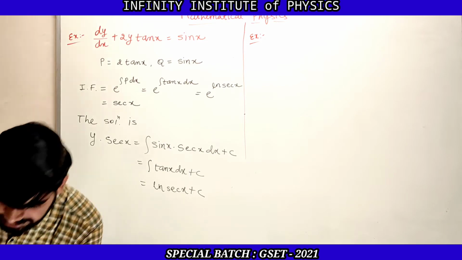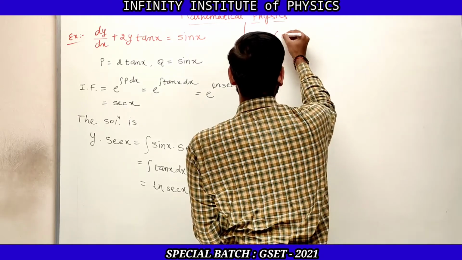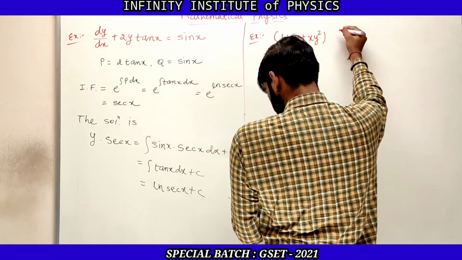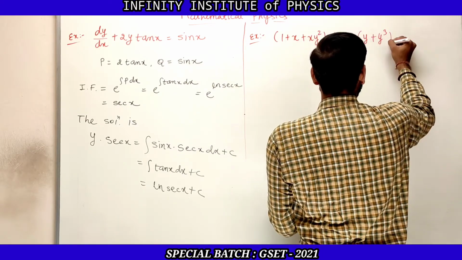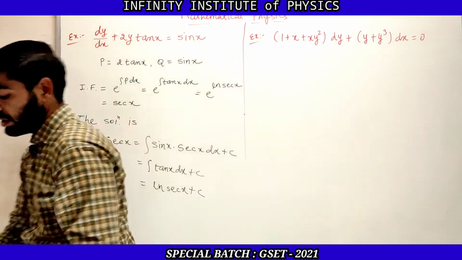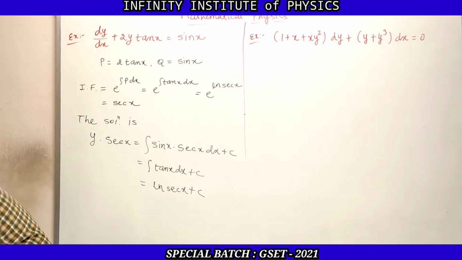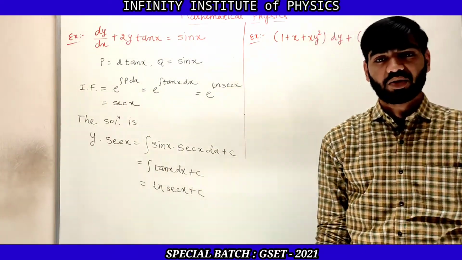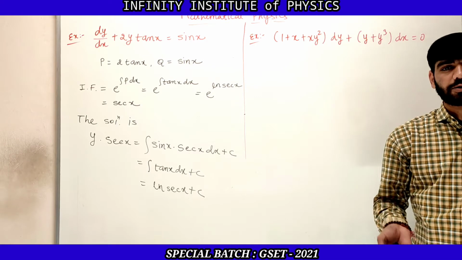Yes, so now the next example is that (1 plus x plus xy square) dy plus (y plus y cube) dx is equal to 0. Now the given differential equation is not given directly in form of linear differential equation. Here you can see that clearly. It is not directly given as a linear differential equation. It is not in form of dy by dx plus py is equal to q or dx by dy plus px is equal to q.